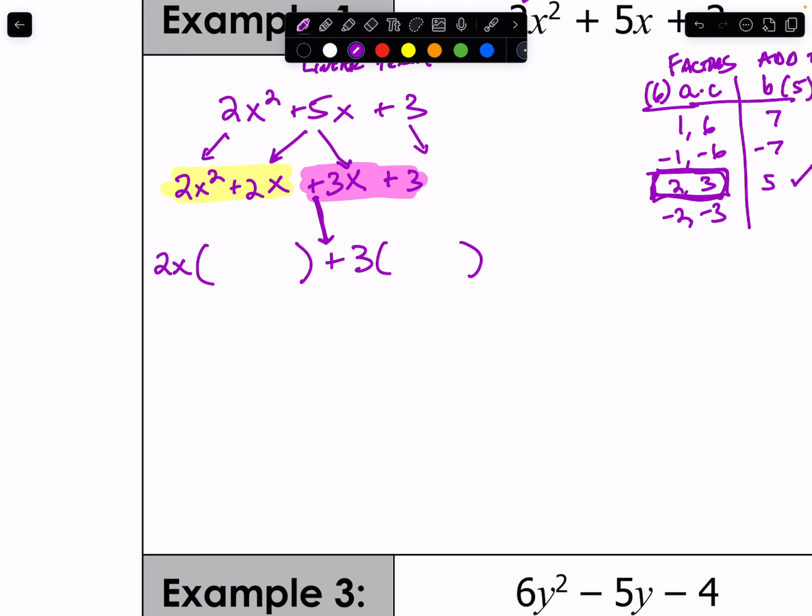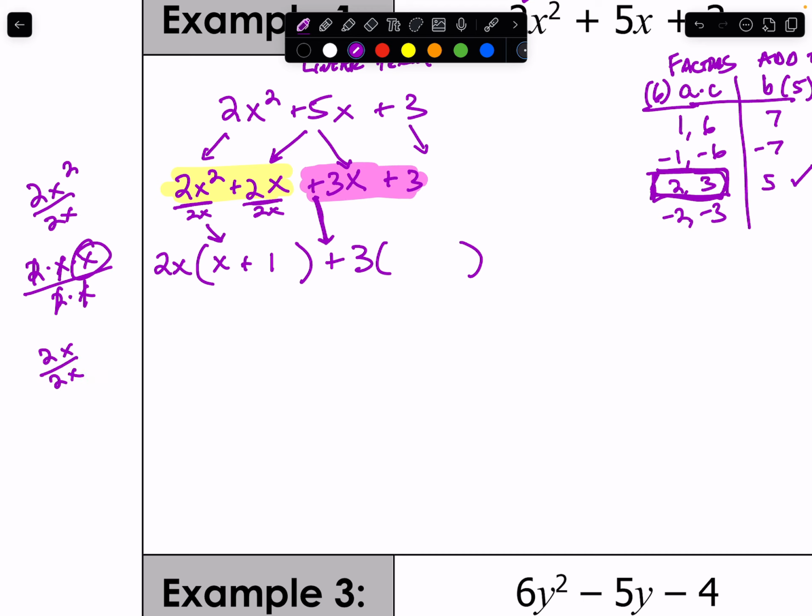Now when I do the common factoring on the yellow group, I have to divide out the common factor from each part. So when I divide 2x squared by 2x, 2 divided by 2 is 1. X squared divided by x is x. I'll show you on the side over here if you forget how this works. Remember, 2x squared means 2 times x times x, and 2x means 2 times x. 2 divided by 2 is 1, so they reduce away. X divided by x is 1, so those divide away, and I'm left with just x. So the leftover there is x. 2x divided by 2x is 1, because 2 divided by 2 is 1, and x divided by x is 1.